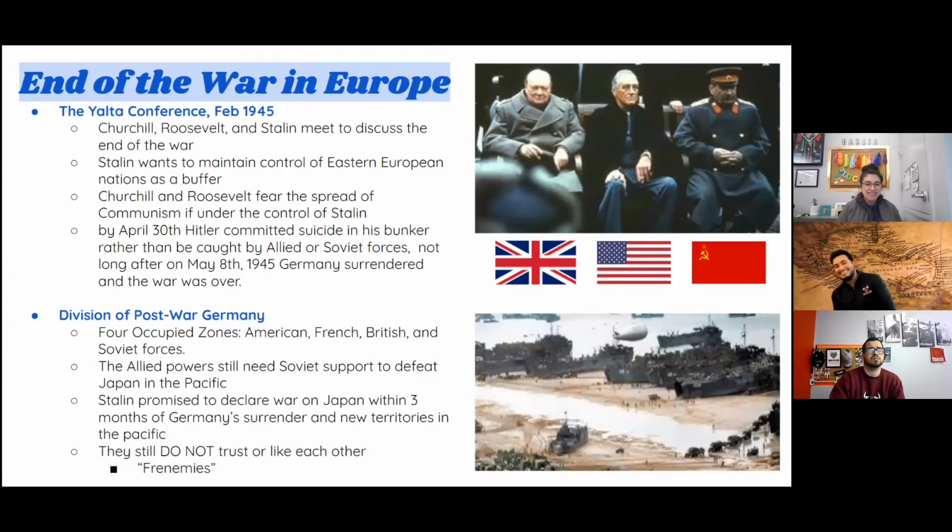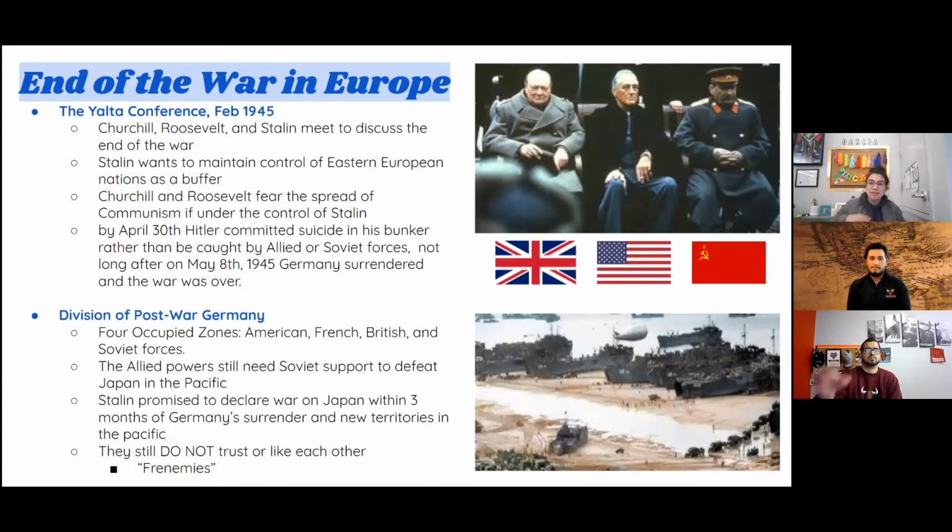The Yalta Conference in February of 1945. Churchill, Roosevelt, and Stalin meet to discuss the end of the war. Stalin wants to maintain control in Eastern European nations as a buffer. Remember, Stalin doesn't get along with anybody, really, and he wants to maintain those territories that surround him in order to keep everybody else out of Russia and Russia's business.